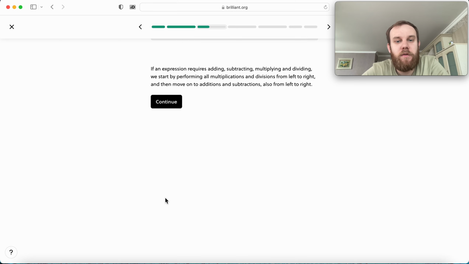If an expression requires addition, subtraction, multiplication, and division, we start by performing all multiplication and division from left to right, and then move to addition and subtraction, also from left to right. Okay, makes sense.